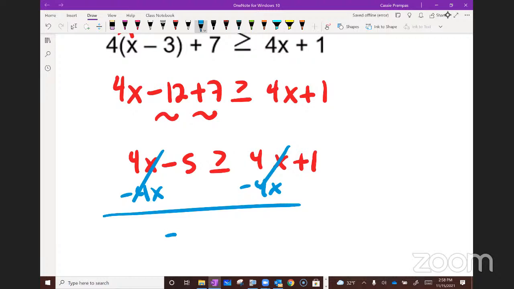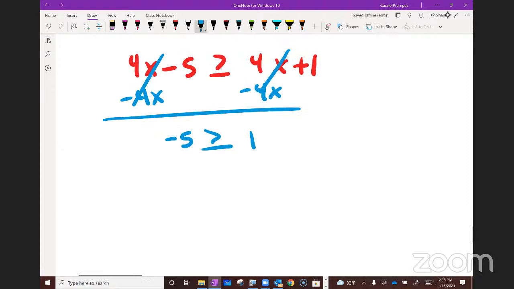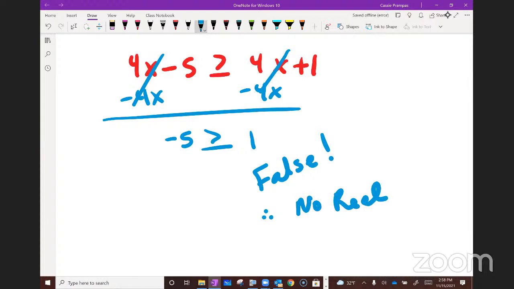So what does this mean? -5 is greater than or equal to 1. Is it true? Is -5 bigger than or equal to 1? No, that's false. What do you think that means in this case? Therefore, nothing will work. Yes, no real solution. And if you want, you could shortcut that with a symbol, just a 0 with a slash.